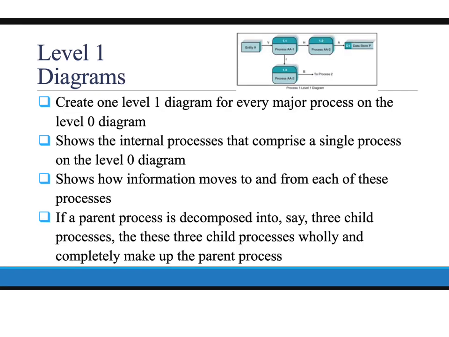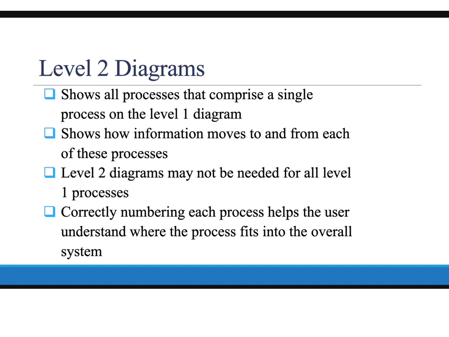Now you see the level 1 diagram, which is a further decomposition of a process in the level 0 diagram. Then finally you have the level 2 diagram. It shows all processes that comprise a single process on level 1. So like I said before, there mustn't necessarily be level 1, level 2, level 3. It is the system you are modeling that will determine where to stop.